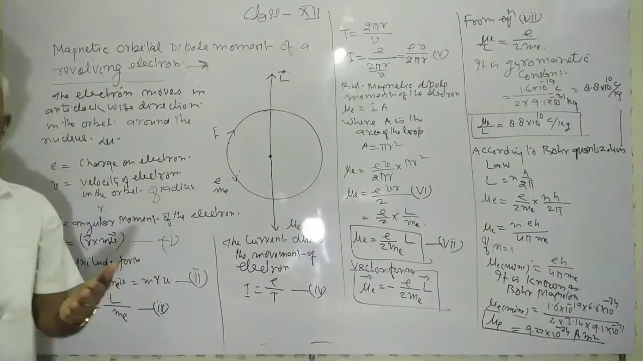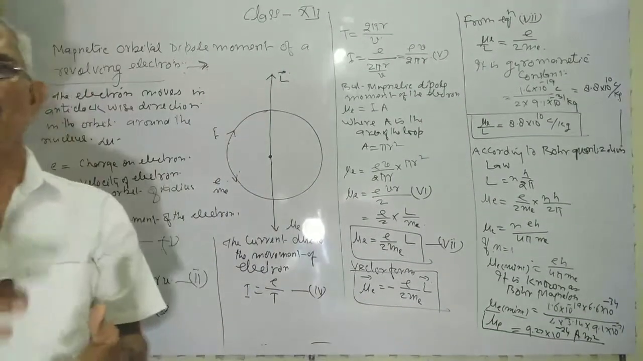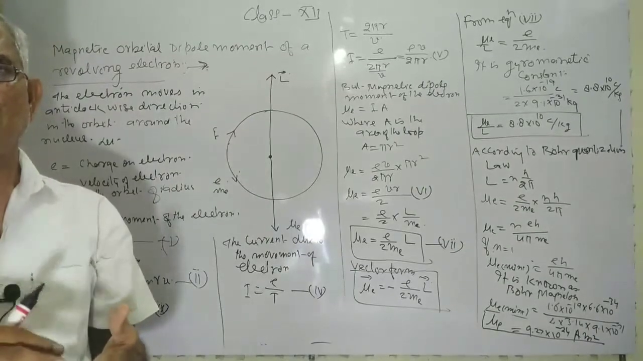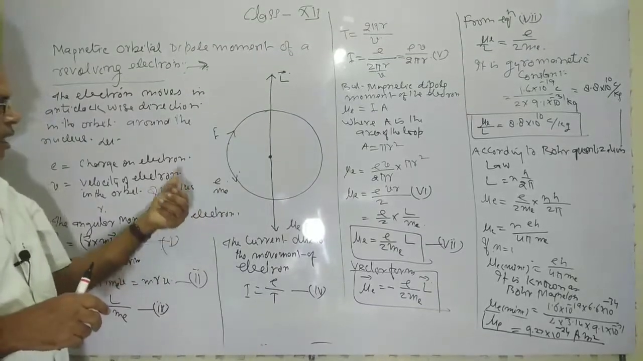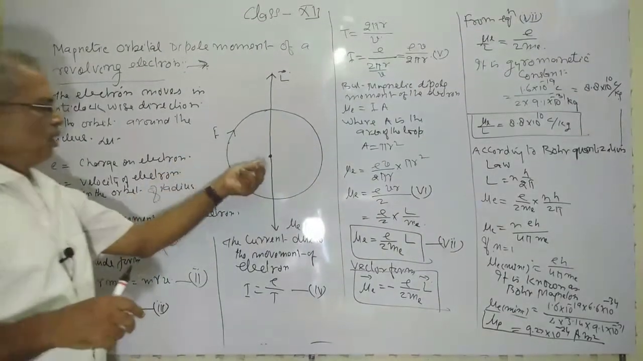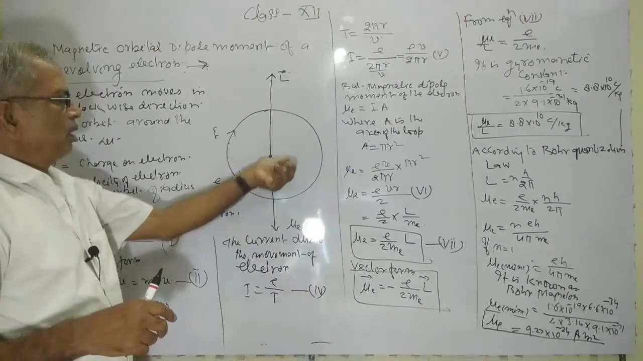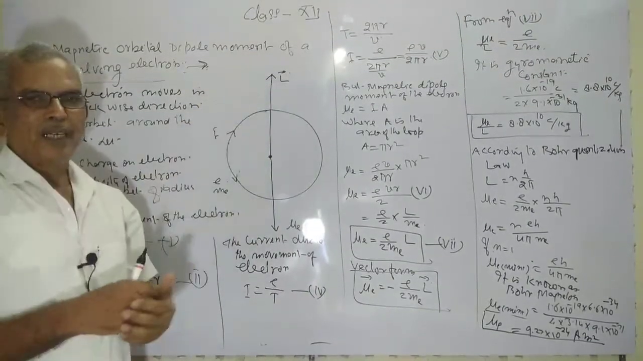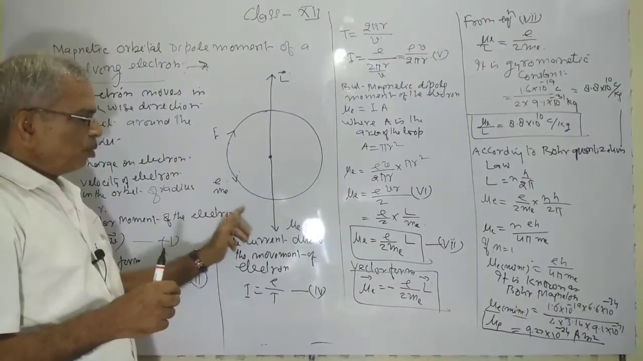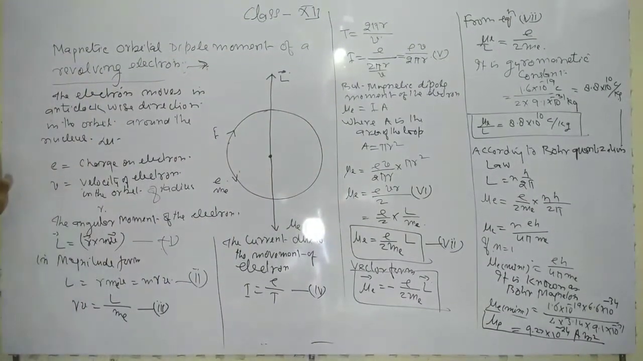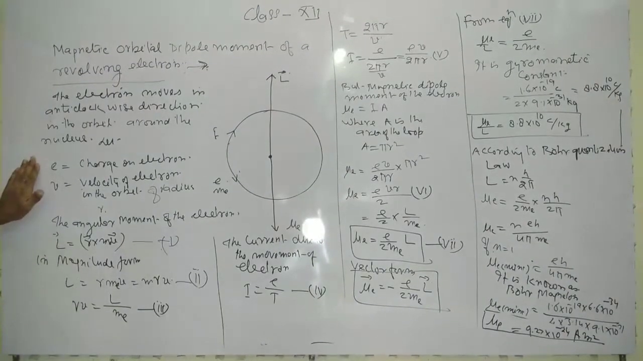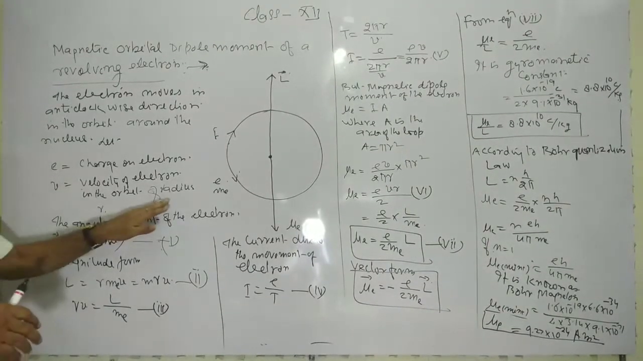The electron moves in the atom around the nucleus in anti-clockwise direction, so the direction of the current is clockwise. The angular momentum developed is perpendicular to the loop, upward, while the magnetic dipole moment is perpendicular to the loop surface. e is the charge of the electron, v is the velocity in a particular orbit of radius r.